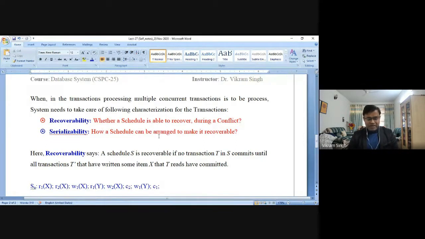That is the first property. The second property says, if recoverability is not available and a schedule cannot be recovered, what is the possible path for rollback? Suppose two transactions are arranged and a failure occurs, and both transactions have some kind of conflicts during the operation, then what is the possible way of rollback? For that they have defined a property called serializability.